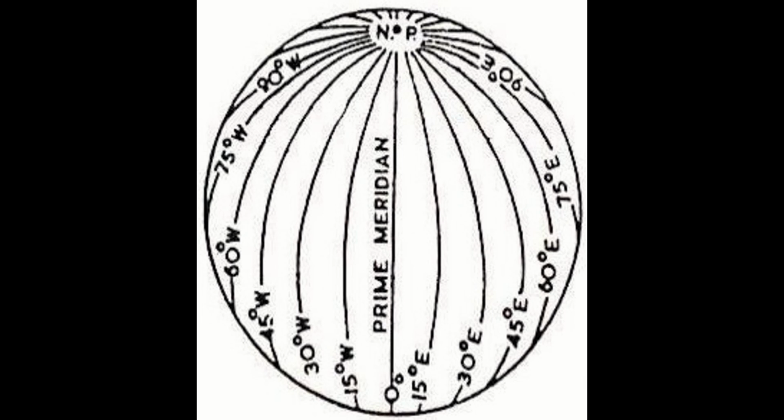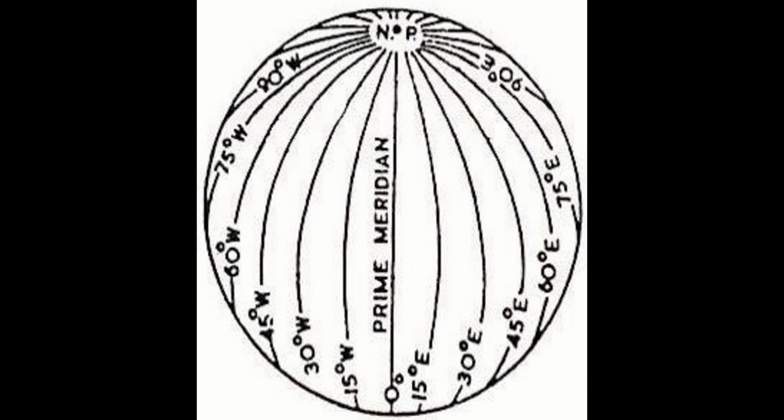I hope you remember I told you the distance between any two latitudes is always the same everywhere. Whereas over here, every longitude begins from the North Pole and meets at the South Pole, which means the distance between two longitudes is not the same everywhere.